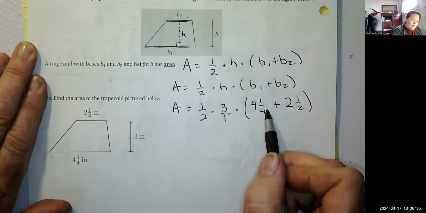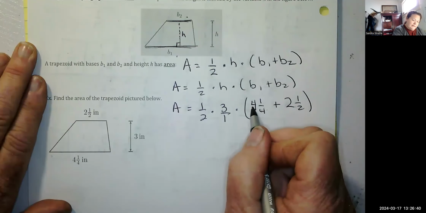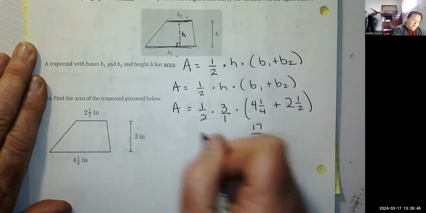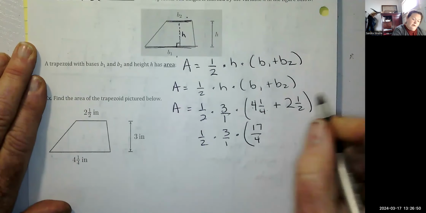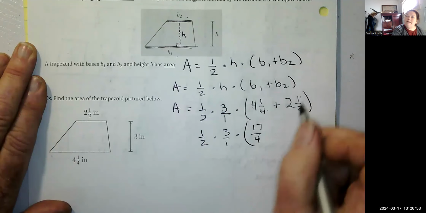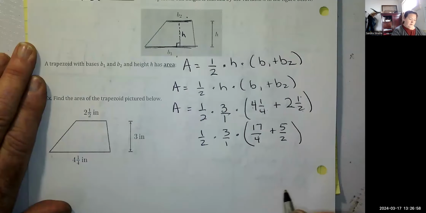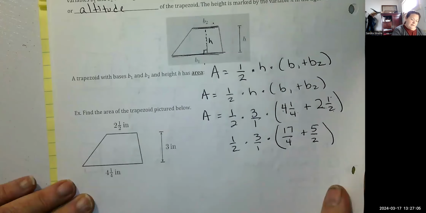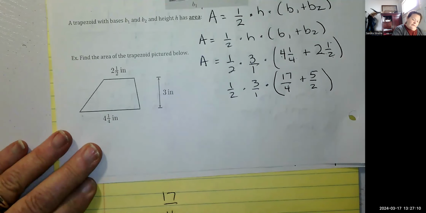But first we need to go around the world for each of these. 4 times 4 is 16, and 16 plus 1 is 17 over 4. Bring these down. 2 times 2 is 4. 4 plus 1 is 5 over 2. All right, we need to add these two. Need some scratch paper maybe. Didn't really leave myself a lot of room. So I want to go 17 over 4 plus 5 over 2.